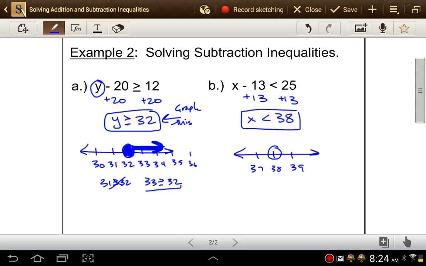38 is less than 38 is false. Now I'm going to check. Is 37 less than 38? Yes. So that's the direction that I want to shade. Is 39 less than 38? No. So I do not want to shade that way. Okay, so that's how I want to solve them like we did for our equations, and then graph them like we did the other day. If you need to pause, go ahead. Otherwise, I'm going to go on to my next example.